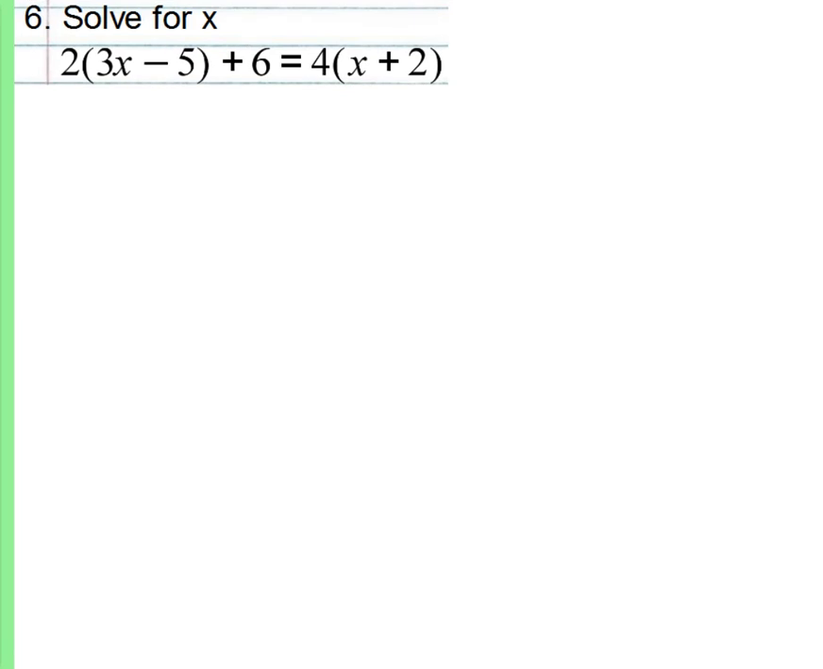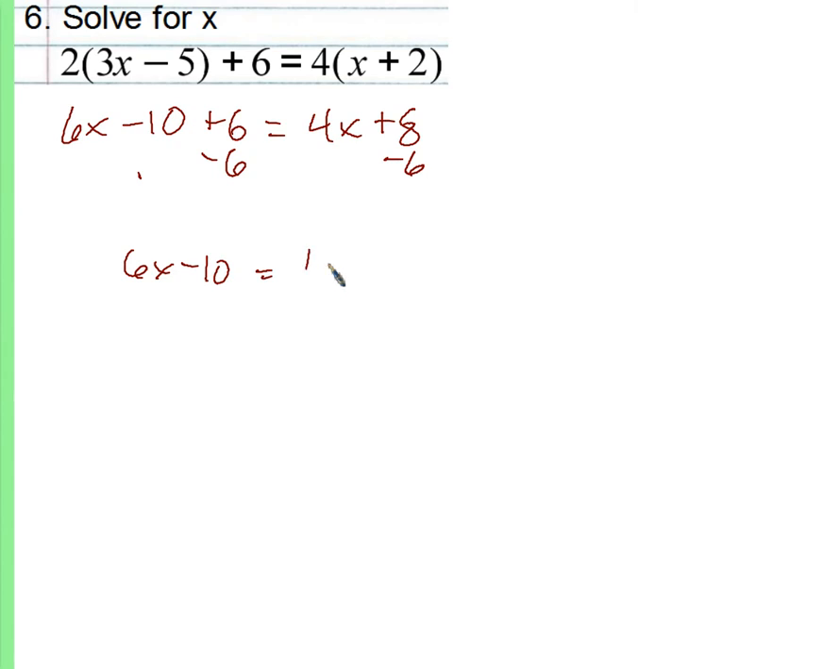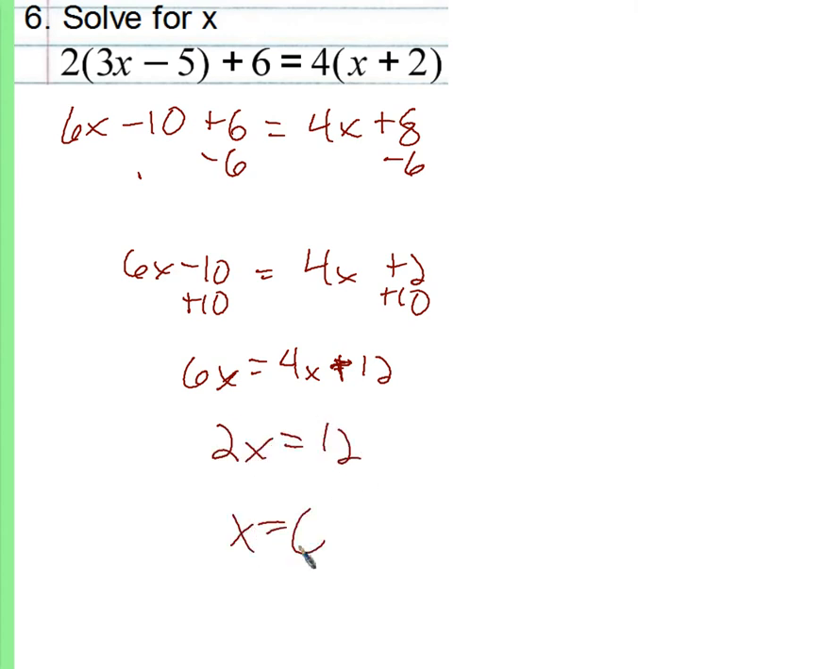You know, we're solving for x again. What's first? You need to distribute. What do we get? 6x and negative 10. Plus 6. Plus 6. And then equal to 4x plus 8. Very good. Am I doing this whole problem? Yes. Okay, and then I did minus 6 from both sides. 6x minus 10 is still there. 4x plus 2. And then I did plus 10 on both sides. 6x equals 4x plus 12. And then what did I do from here? Subtract 4x from both sides. 2x equals 12. And then divide by 2. x equals 6. Good job, Ryan. Ooh, that is so close.